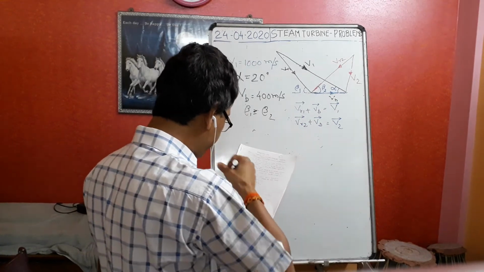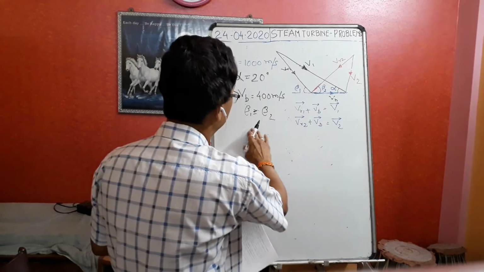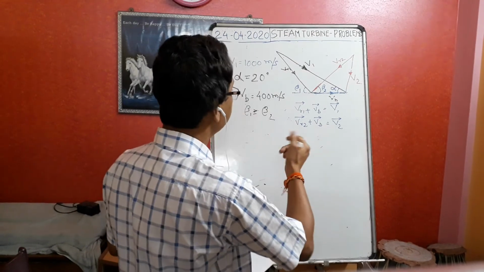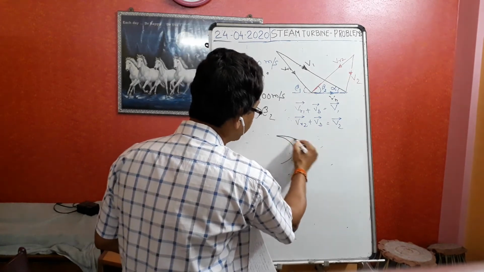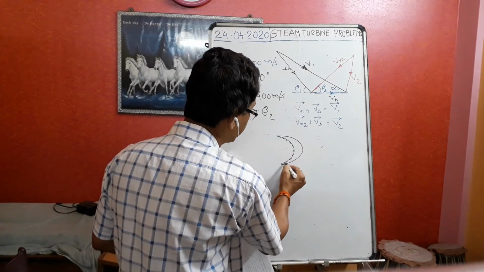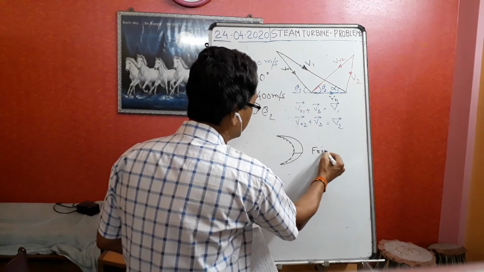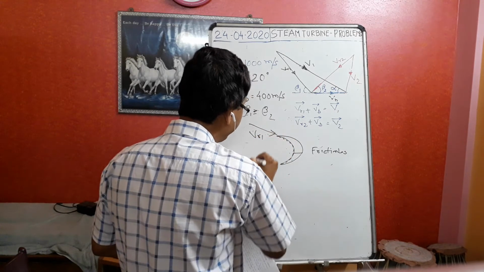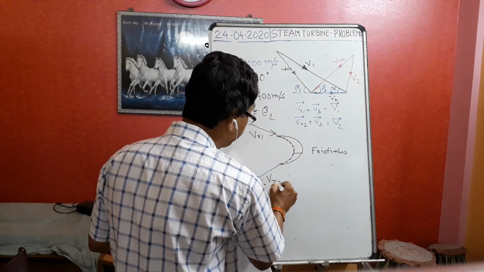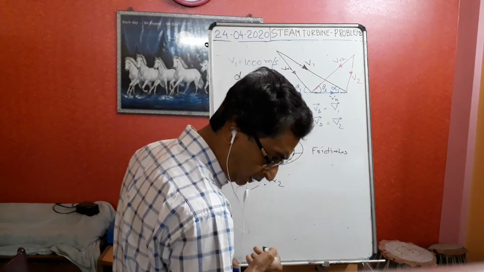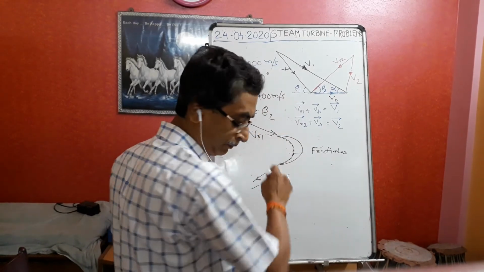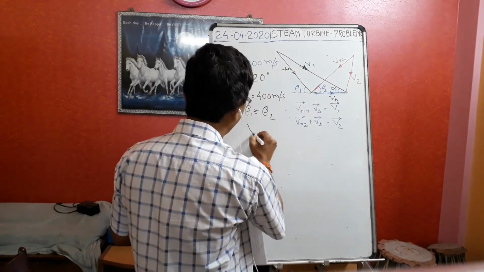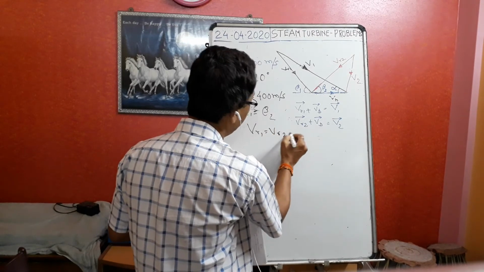Now, if the steam enters the blades without shock, that means there is no friction in the blades, it is frictionless. So the inlet relative velocity VR1 and VR2 will both be the same, because there is no friction and no losses. So you understand, VR1 is equal to VR2.